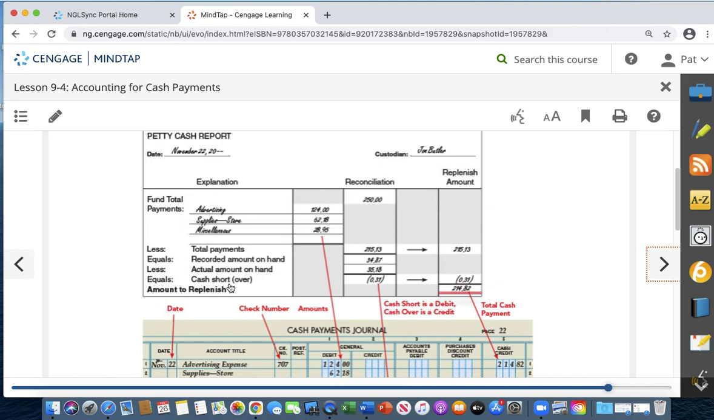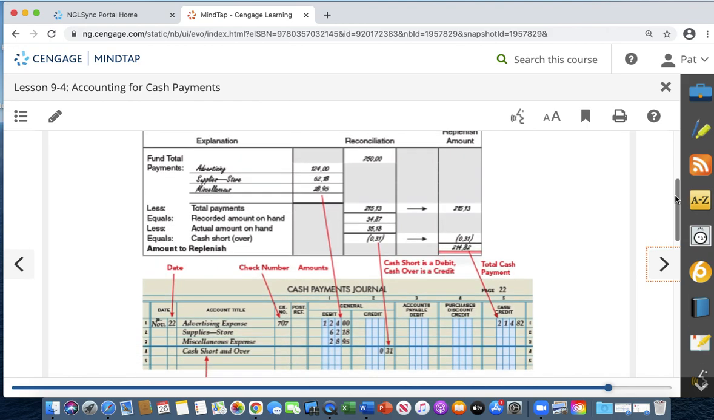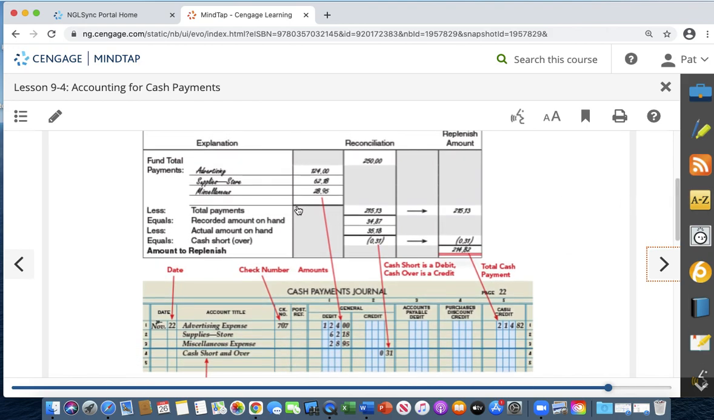Just a reminder, right? So when you're replenishing petty cash, you establish petty cash by just debiting petty cash and crediting cash. But at the end of the month, we will always replenish it. You establish it once, you replenish it the rest of the time you use it. So you list all 3 expenses in the debit. It says you have a cash short or over. Over is when it's negative.